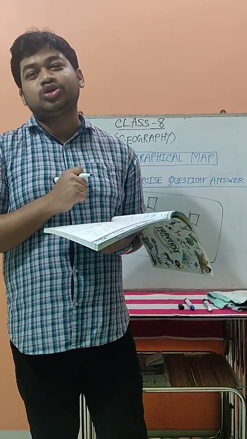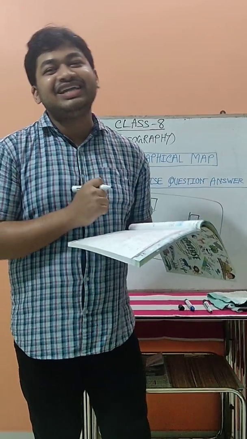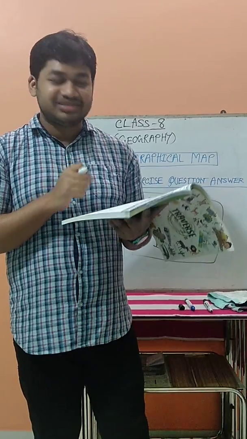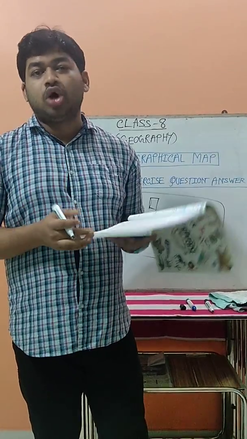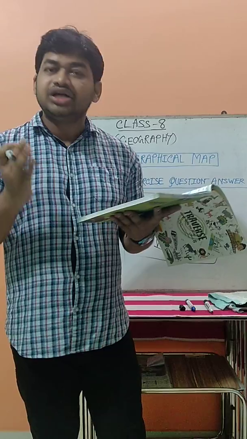Now the next is: on topo maps, all settlements are shown in black color. No, all the settlements we find in a topographical map are in red color. So this one is false. Now the next is: two contour lines of different elevation do not cross each other. Yes, the two contour lines do not cross each other. So this one is true.